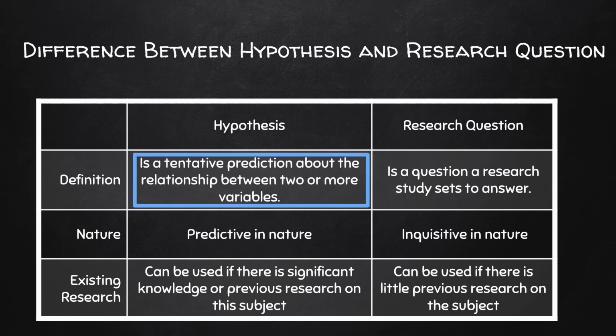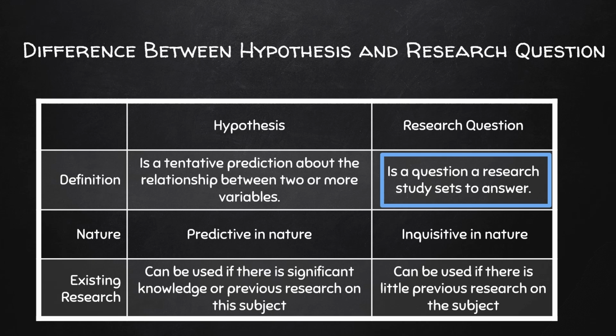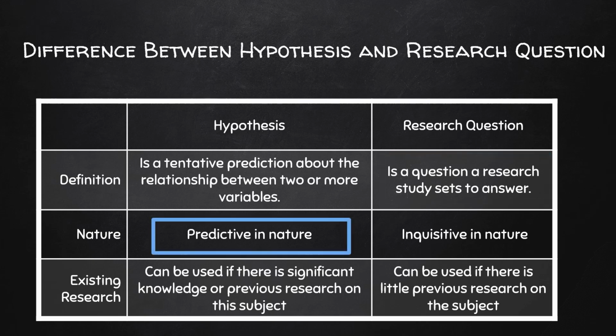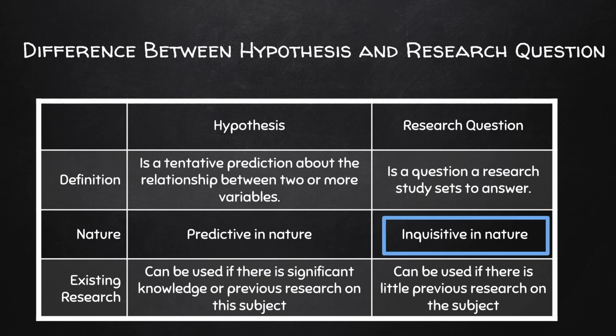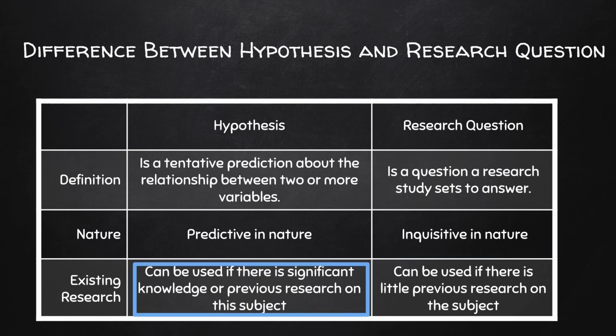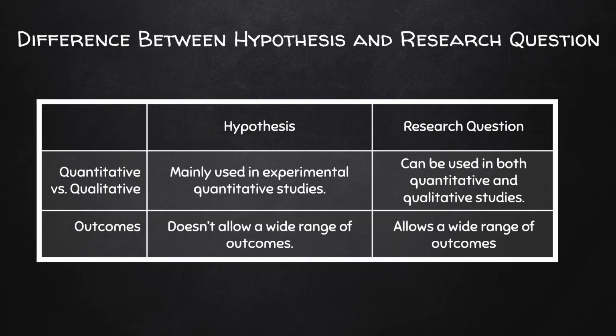A hypothesis is a tentative prediction about the relationship between two or more variables. A research question is a question a research study sets out to answer. A hypothesis is predictive in nature. A research question is inquisitive in nature. A hypothesis can be used if there is significant knowledge or previous research on the subject. A research question can be used if there is little previous research on the subject.